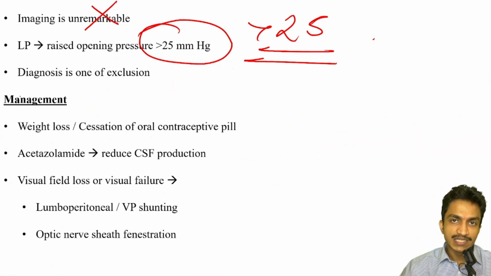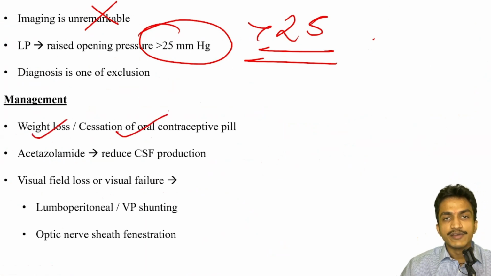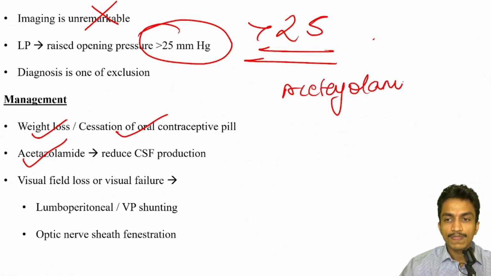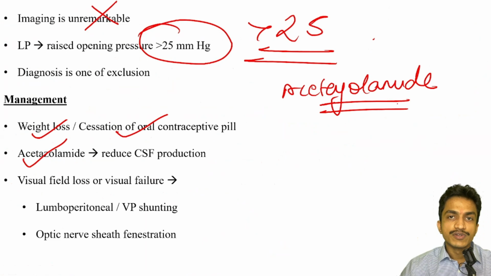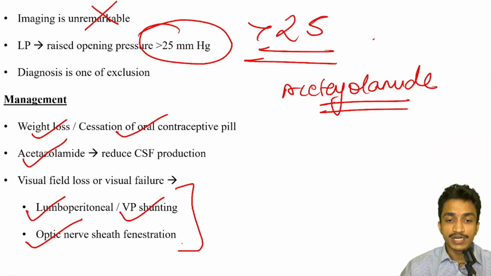After all the causes have been excluded, if there is still raised ICP, that is suggestive of an idiopathic cause. Management in females: we can advise weight loss, which is sometimes helpful, and cessation of OCPs if they are being taken. For decreasing the CSF production, we give acetazolamide. For visual failure or visual loss, we do either LP or VP shunting, or sometimes optic nerve sheath fenestration. These are the two surgical treatment modalities. So this is regarding idiopathic intracranial hypertension.